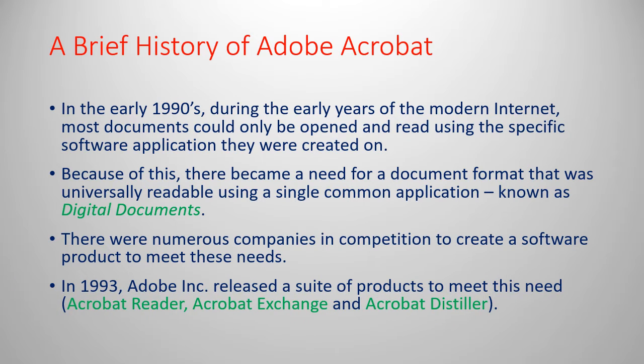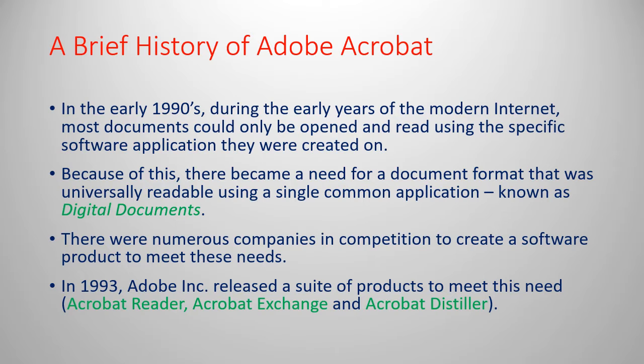In the early 1990s, as you may recall from our first lecture, the modern internet, as we know it now, had just been released to the public. And one thing that had become clear is that we needed some way of trading documents from one place to the other using a common application. At the time, the only way to do this was to have the application it was written on. For example, if a document was written on WordPerfect, you weren't able to open it on anything but WordPerfect.